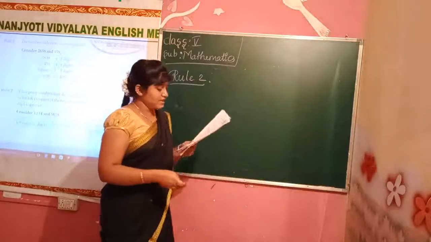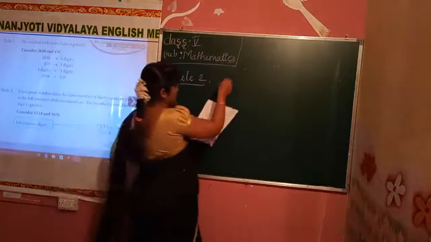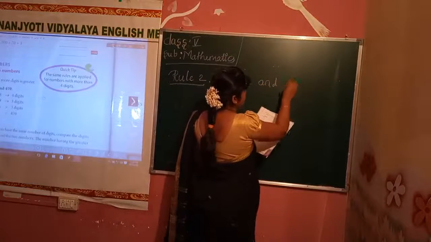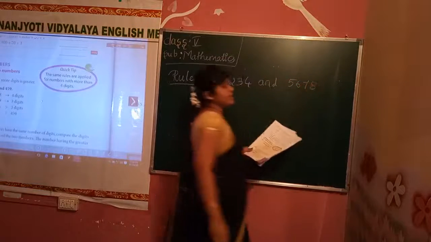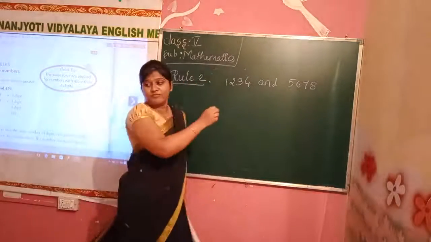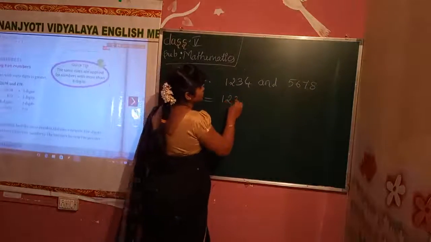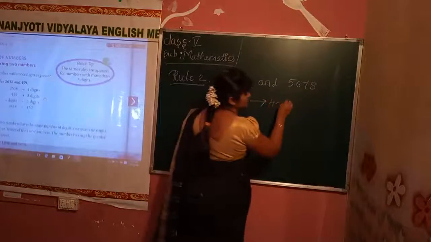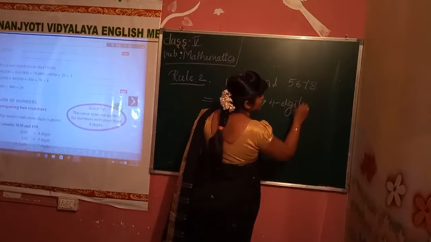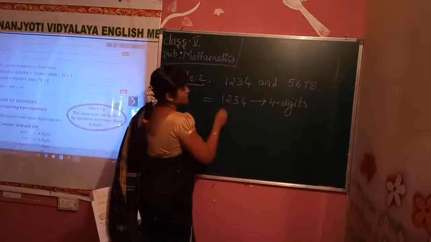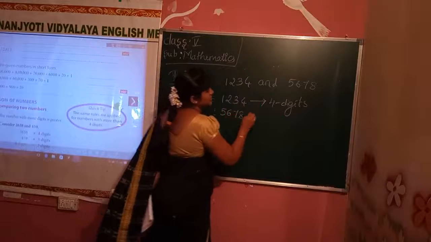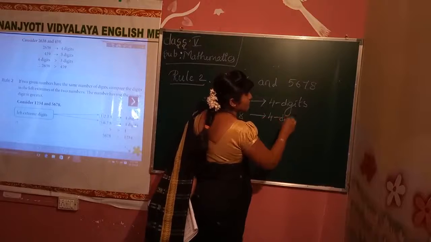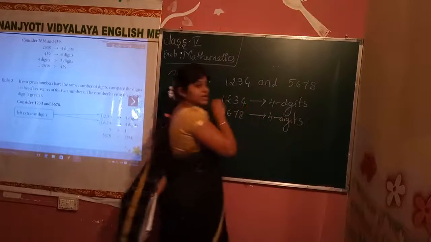For example, they gave an example here. First one, 1 2 3 4 and 5 6 7 8. Here we have 1 2 3 4. How many digits are there? 4 digits are there. And the next number is 5 6 7 8. How many digits are there? 1 2 3 4. 4 digits. So in both cases, how many digits do we have? 4 only. Then what do we have to do?